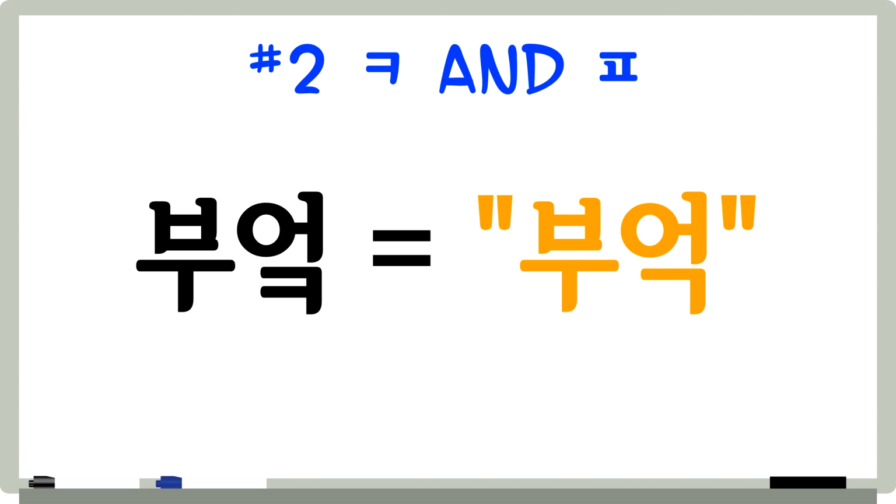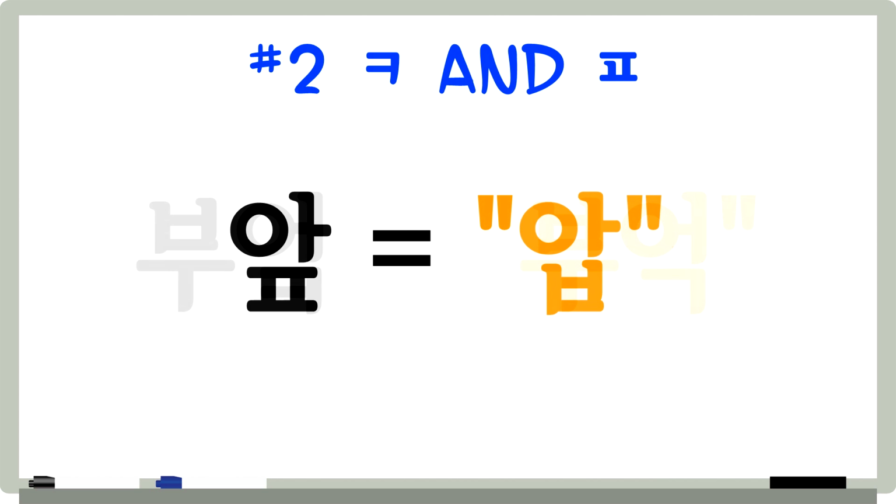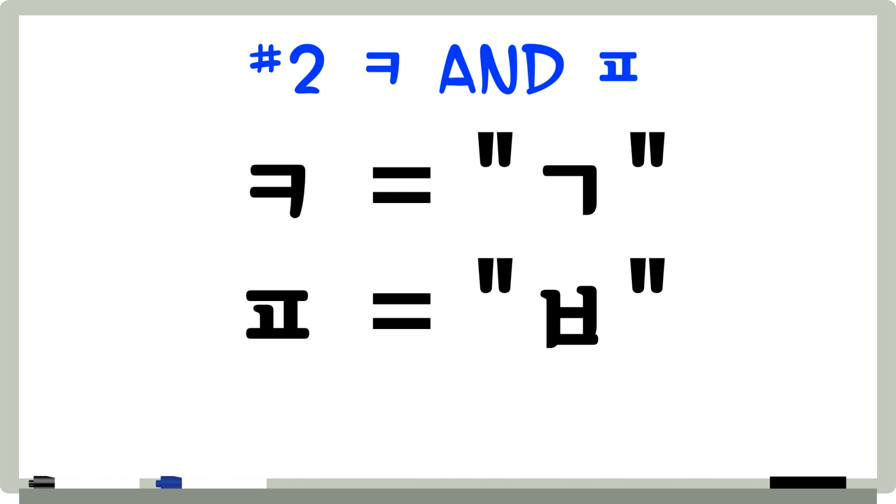So this word will become 부엌, and this word would become 앞. After all, it would be pretty difficult to say a strong consonant at the end of a syllable anyway, so this rule makes a lot of sense too. So now we've learned 2 of the most basic and important sound change rules.